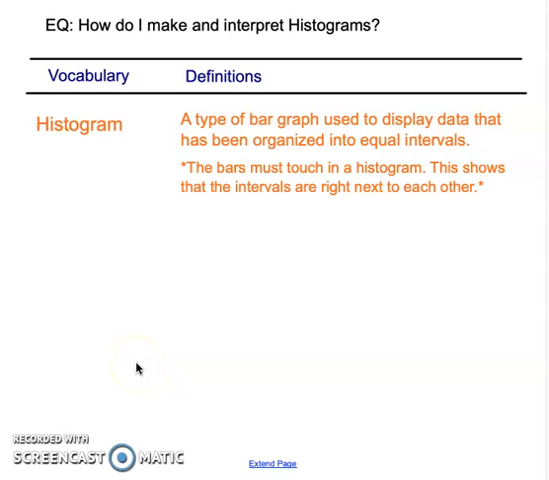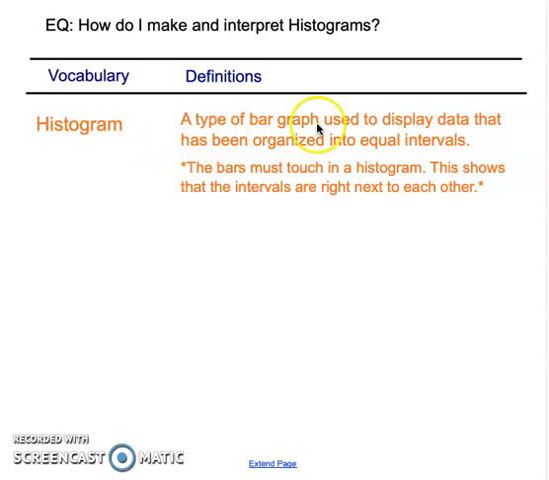Good morning, class, and welcome to our video on histograms. A histogram is another type of data display like a circle graph. It's a little less common than a circle graph, so you might know less about it. But let's start by getting down our topic and essential question and our definition.